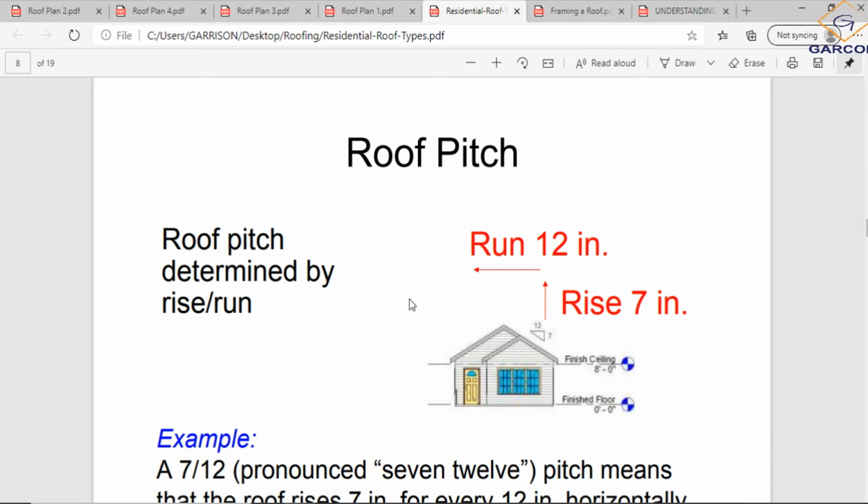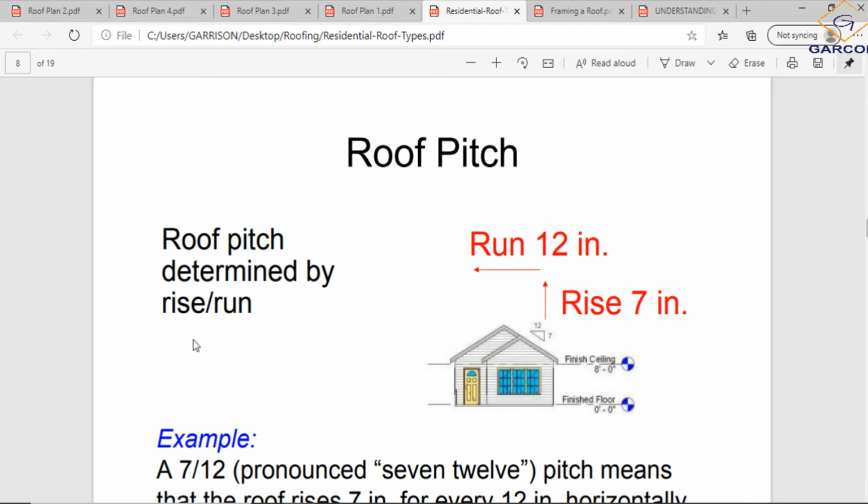Now, this is what usually causes most people to run up and down when it comes to roofs: understanding how to pitch the roof or how to build the roof. So the roof pitch is basically the steepness or the slant of the roof, and it is determined by rise over run. This is like mathematics in some sense. Rise means the height and run means the width.